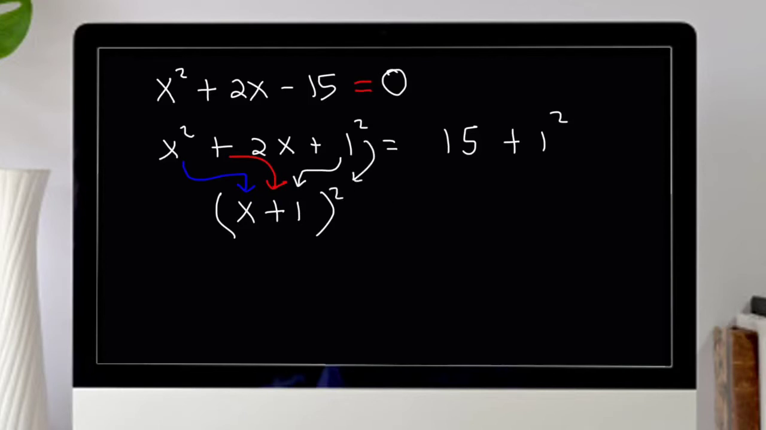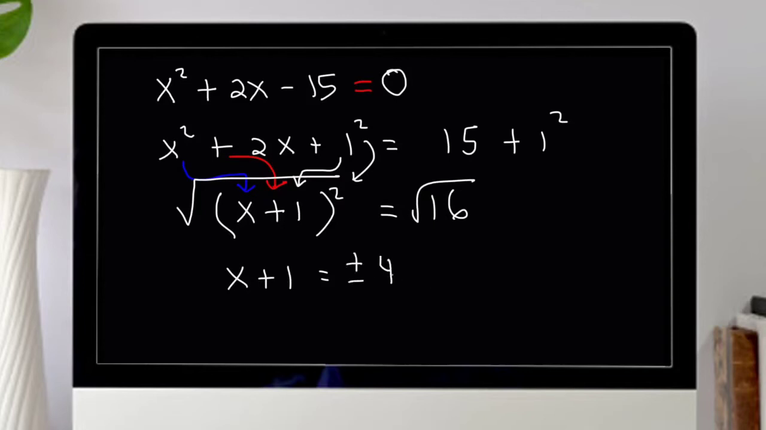So x squared plus 2x plus 1 can be factored as x plus 1 squared, which is the same as x plus 1 times x plus 1. On the right side, we have 15 plus 1, which is 16. So now at this point, in order to get rid of the square, we need to take the square root of both sides. On the left, the square and the square root will cancel, giving us x plus 1. On the right, we need to take the square root of 16, which will give us 2 answers. The square root of 16 is equal to plus or minus 4.